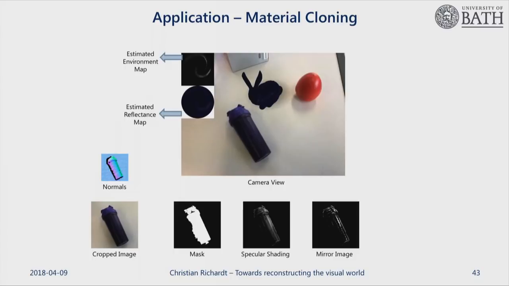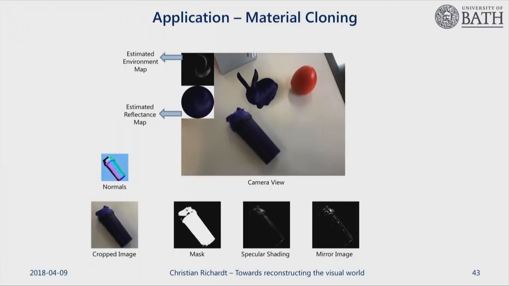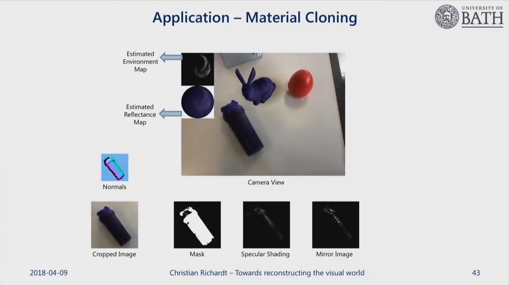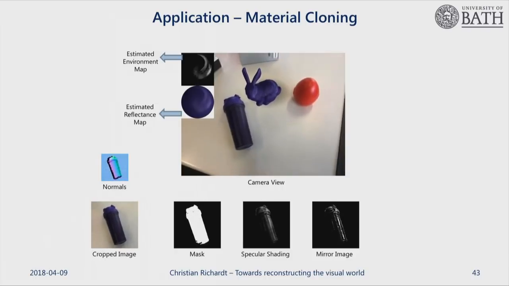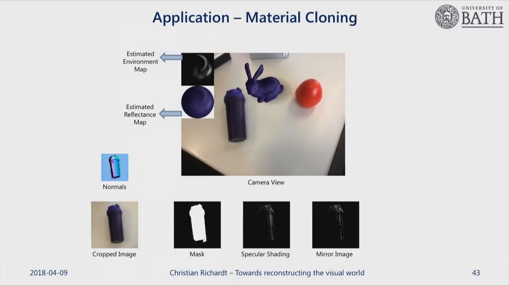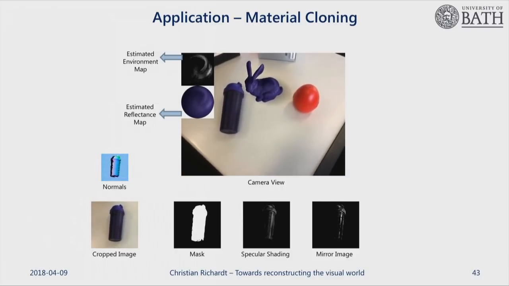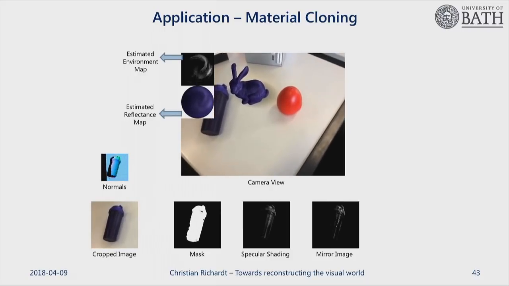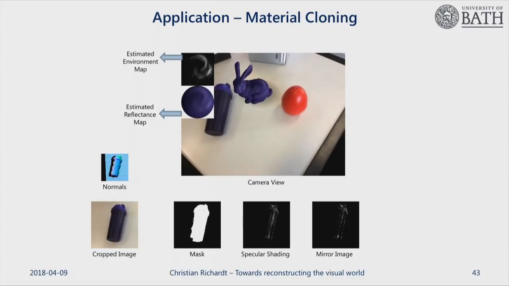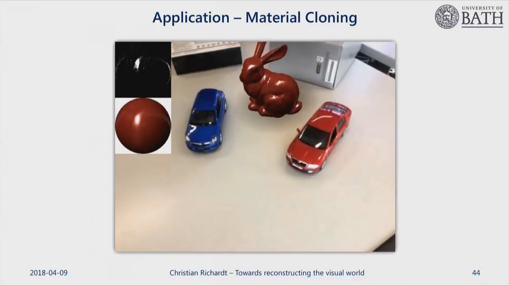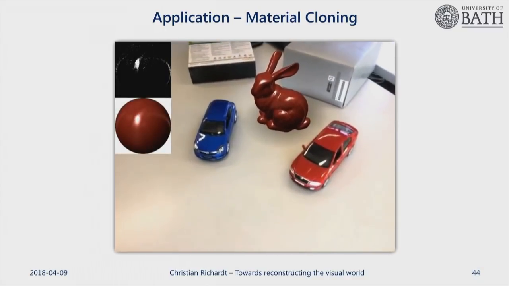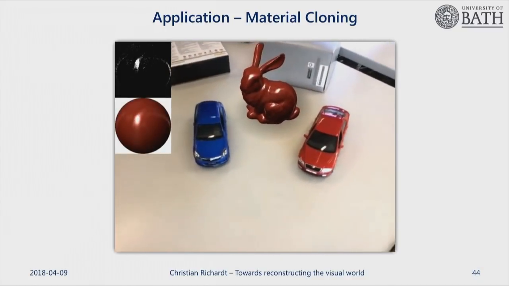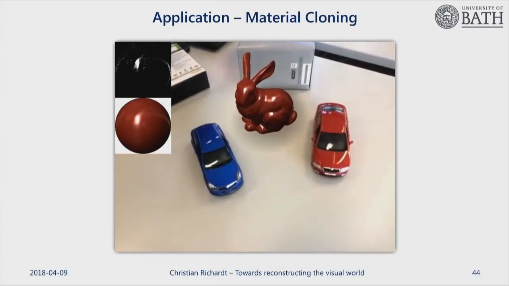These are some intermediate results, and this is what it sort of looks like live. So we're cloning the material of this water bottle onto the bunny, and at the same time we're reconstructing a basic environment map at the top left, and then we can visualize what the estimated material looks like under that environment map. So what would a sphere of that material look like in this environment? Here we have another more shiny material from this red car, and we can clone it onto the bunny as well.